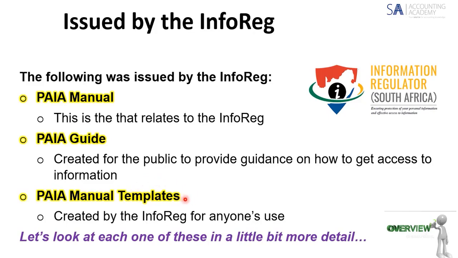Then there's the PAIA manual templates, one for a public body, one for a private body, that's been created in Word for anybody's use. So gone are the days where you've got to buy PAIA manuals from everybody and it's this 57-page document. I think there's like a 12 or a 14-page document that they've given us to use. So that's all that we need to have in there. So now we're going to look at each one of those in slightly more detail.